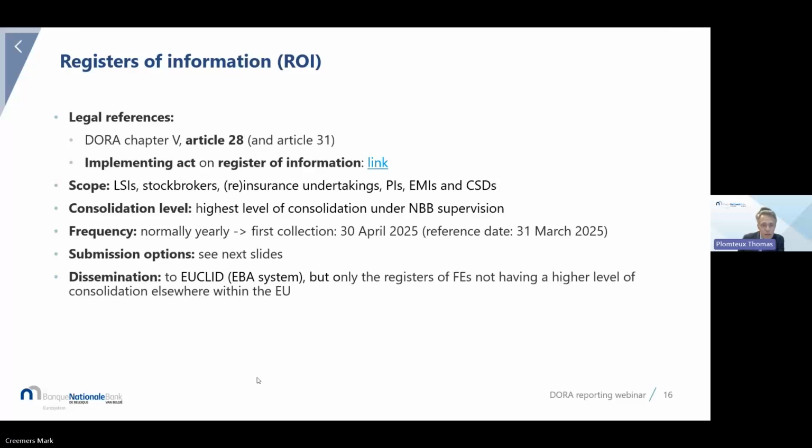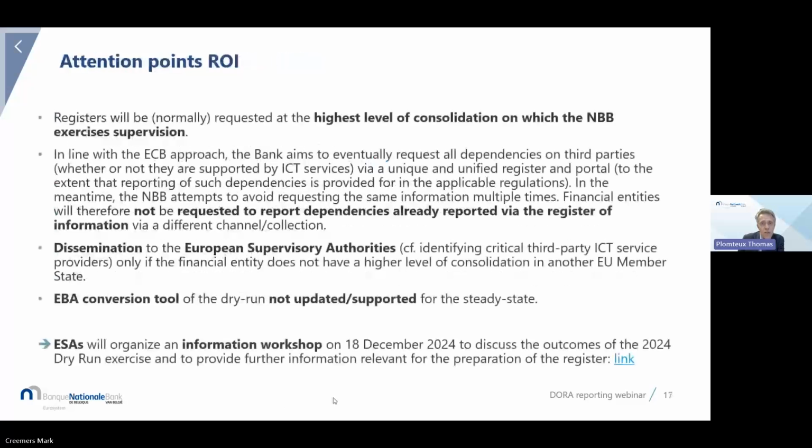Then we go to slide 17, and on this slide you will find some further attention points regarding this reporting. So the first point on reporting on the highest level of consolidation I already explained a bit. So be careful. In some cases, this might mean that your financial group has to send multiple registers to multiple competent authorities. For instance, for its banking entities to the European Central Bank, for its insurance undertakings to the National Bank of Belgium, and then, for instance, for an asset company to the FSMA here in Belgium.